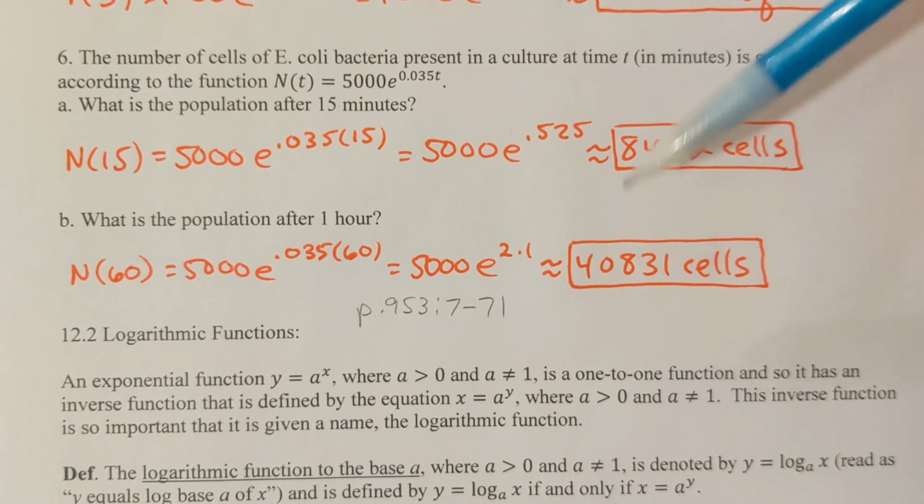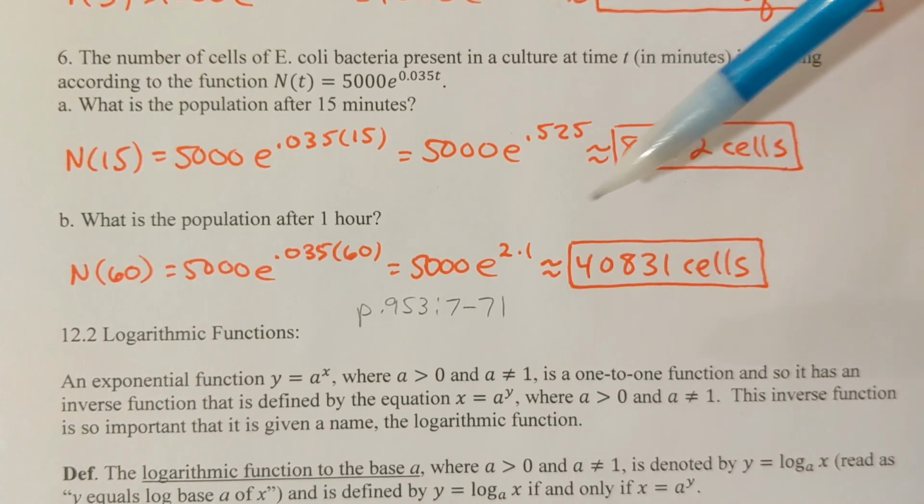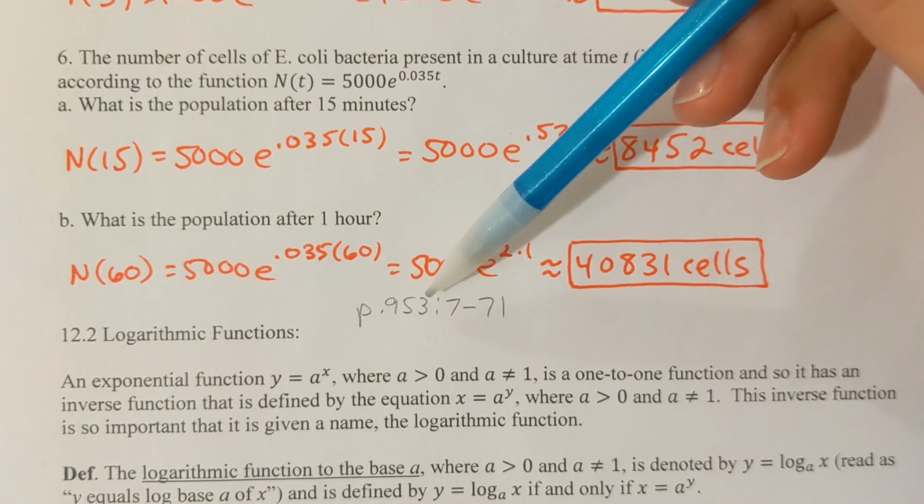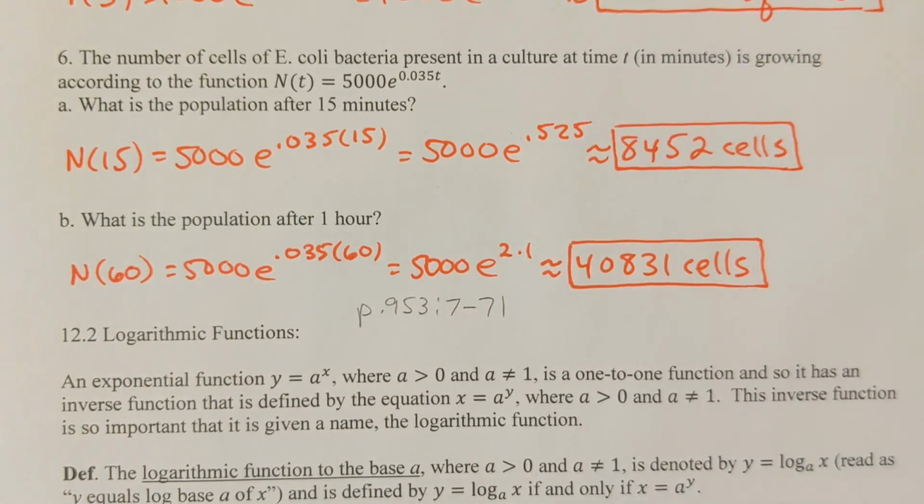All right, so that's all there is in section 12.1. The homework is on page 953. Be sure to look at the odd numbered problems that are listed there.